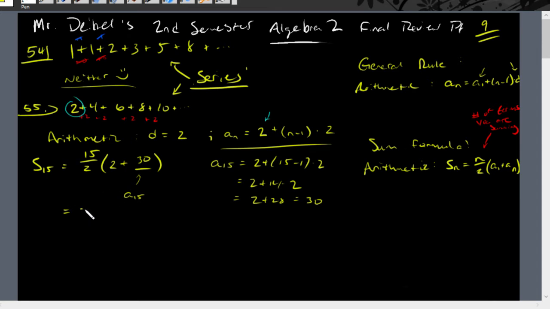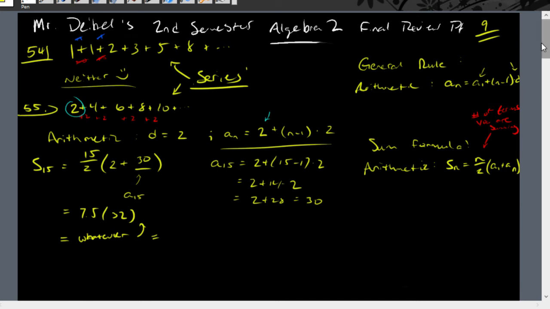So, you've got 7.5 times 32. So, 7 times 3 is 21. So that's 210, and then 2 times 14 or 224, and then I'm just going to write whatever that equals. Alright, so that's it.